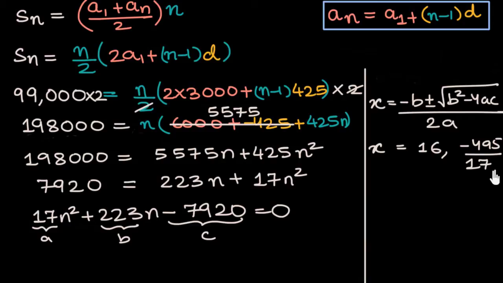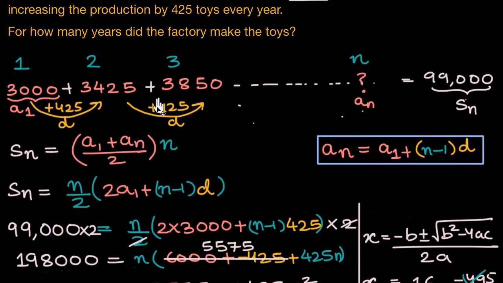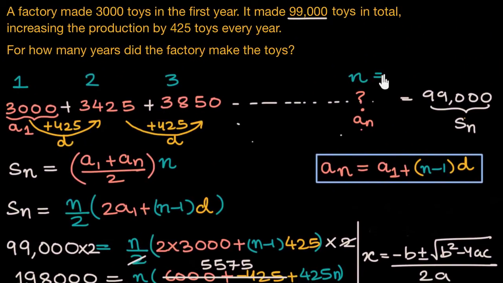If you want to understand how we got these values, you can go ahead and watch some videos on quadratic equations and see how we used the quadratic formula to solve this. So I'm going to go ahead and discard the negative value, as the number of terms in a sequence cannot be negative. So n comes out to be 16. Let me get my problem back. So this company made toys for 16 whole years, such that the sum of the toys made each year up to 16 years is 99,000.